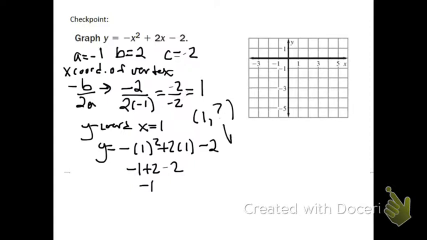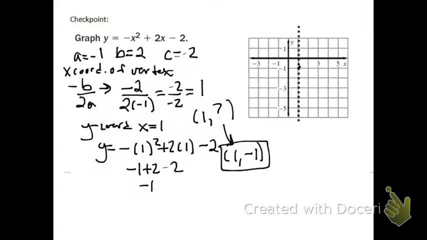So I now know what the y-coordinate is. It's going to be negative 1. My vertex is the coordinate 1, negative 1. Let's plot it. 1, negative 1, right there. All right, now what I'm going to do is dash in my axis of symmetry, which would be right about there. And now I'm going to pick a couple easy x values.